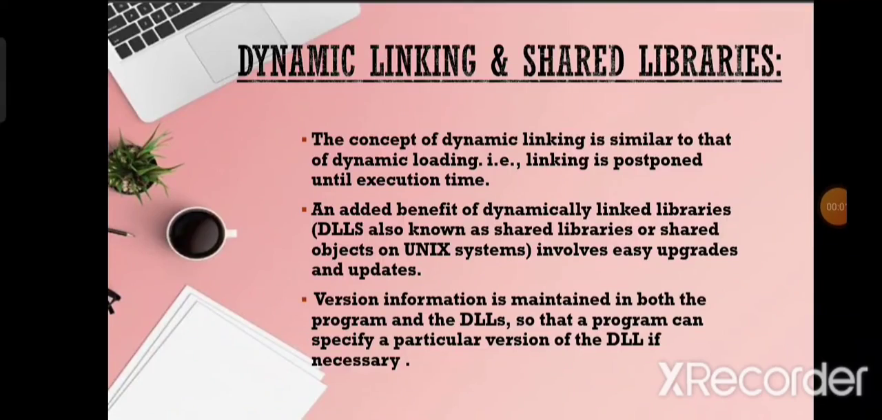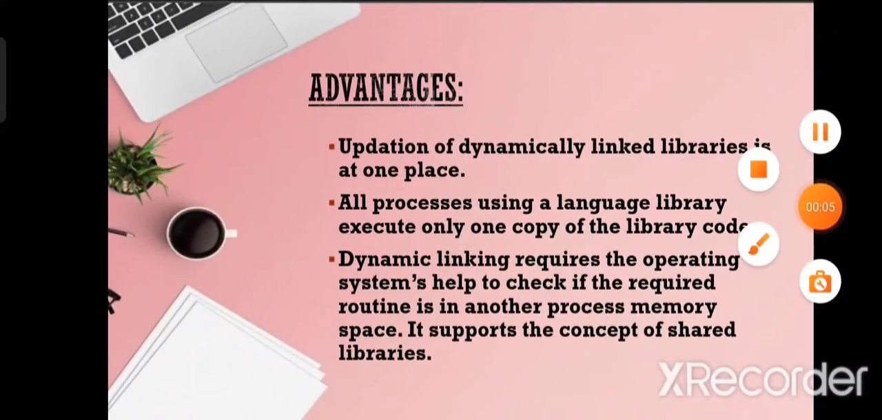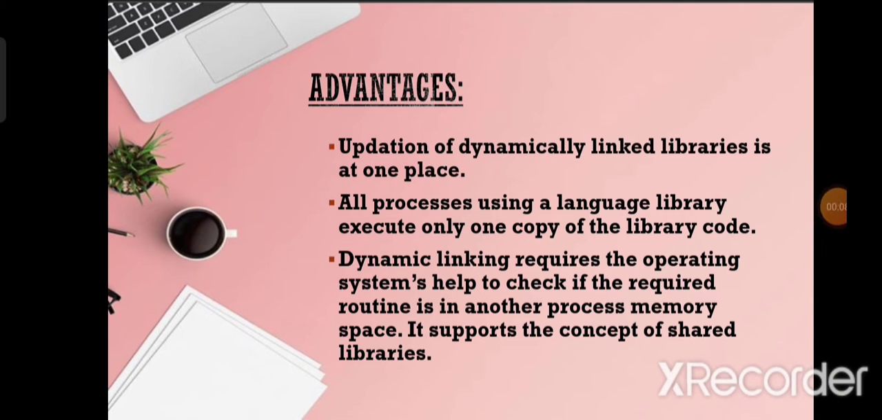Moving on to the advantages. Updation of dynamic linked libraries is at one place. As I said, the library is in one place, right? So updation of one single library is enough for all the programs which are built on that particular library. And all processes using a language library execute only one copy of the library code. For example, if I have a language library and I'm using it in different processes, it need not have different memory spaces for each, right? Only one language library stored in a particular memory is sufficient for accessing in all the processes. So it will minimize the memory space allocated.